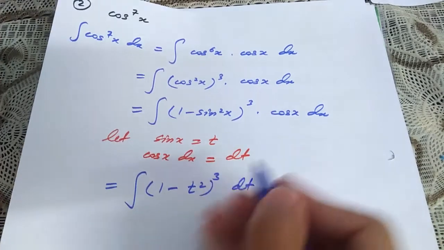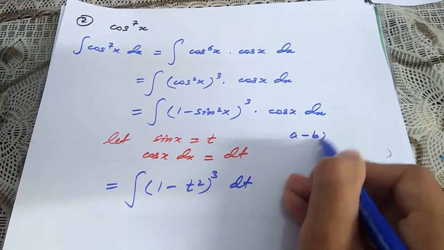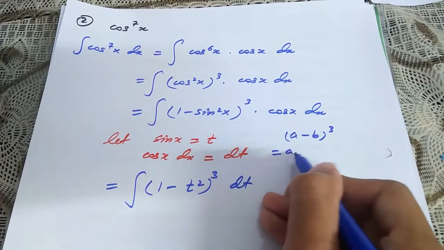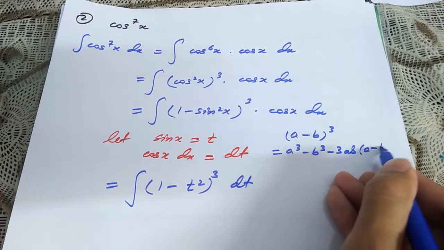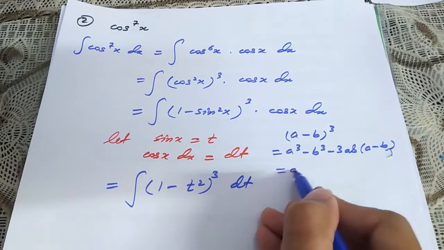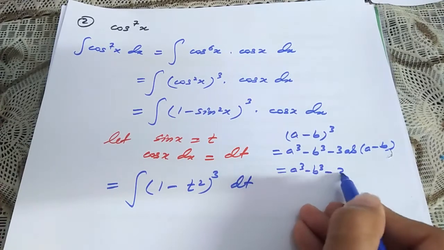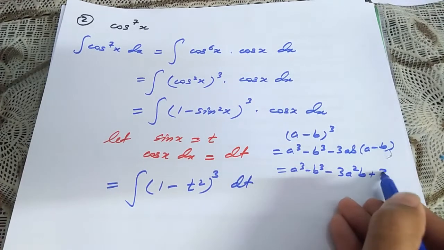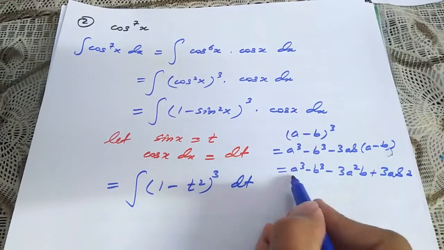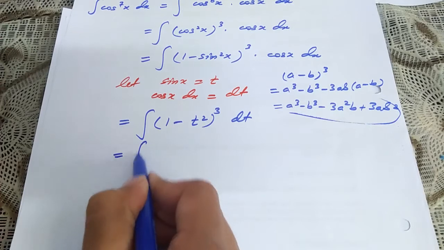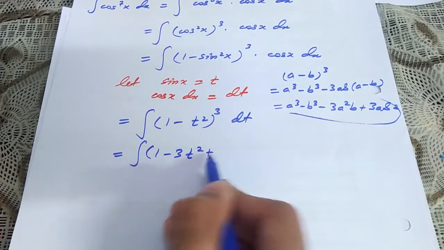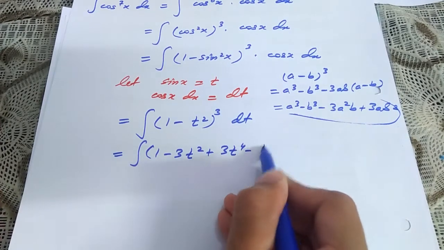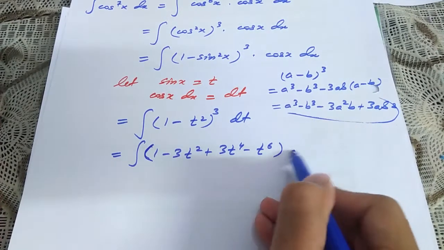Now this is a cube formula. We know that a minus b whole cube is equals to a cube minus b cube minus 3ab into a minus b, that is equals to a cube minus b cube minus 3a square b plus 3ab square. Using the same formula here, we will get in our answer 1 minus 3t square plus 3t4 minus t6 and dt.